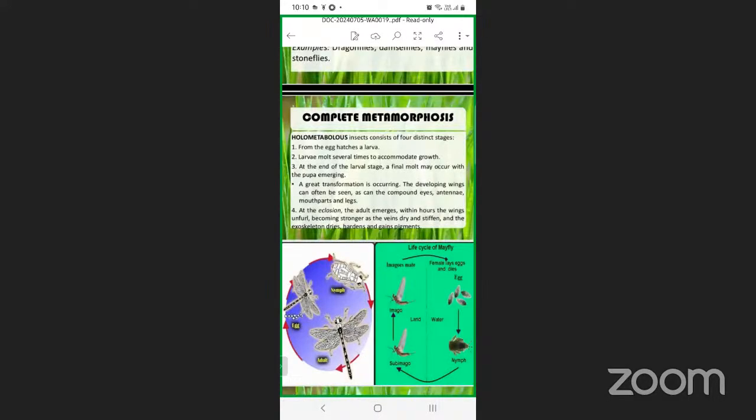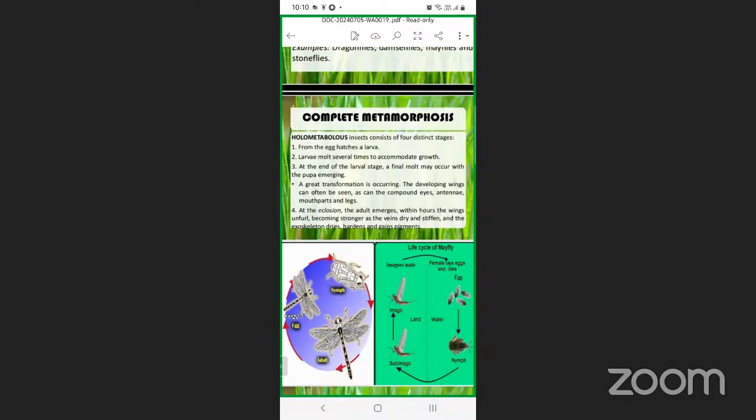Larva molt several times to accommodate the growth. At the end of the larval stage, a final molt may occur with the pupa emerging. The great transformation is occurring. The developing wings can often be seen, as can the compound eyes, antenna, mouth parts, and legs.